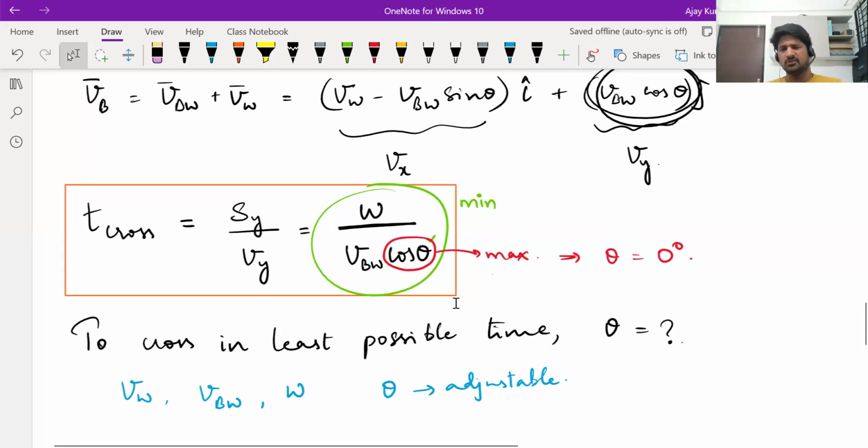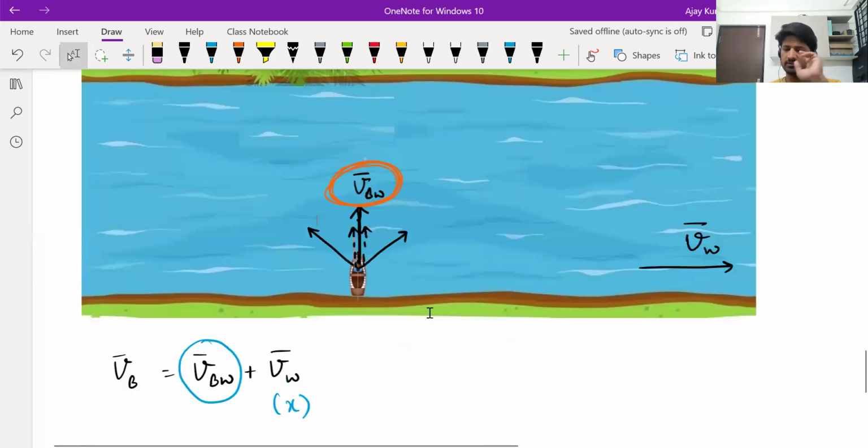So usually these are the two cases they'll be interested in: how to cross the river with zero drift. In that case, at what angle the boat should be pointed, and how much time it will take to cross the river. And the other thing they'll be interested in is how to cross the river in the shortest possible time. Shortest possible time means VBW should be directed this way. Now, VBW is directed like this, but we know the river is flowing. So effectively what happens is the boat moves at an angle like this. It doesn't travel in a straight line.